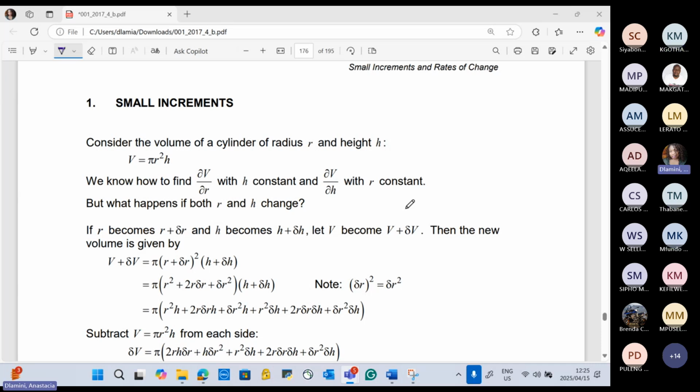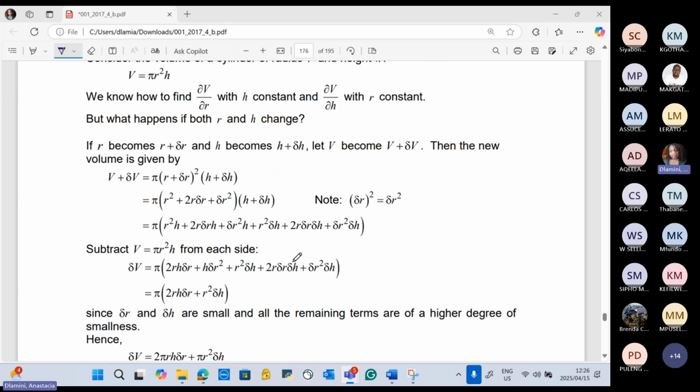Do you see that? Meaning that if a function has more than one variable, z equals f of x and y, at some point you can't keep one constant. x and y can change at the same time. So they ask, what happens if both of them, r and h, change? Now they say if r becomes r plus a small change in r, and h becomes h plus a small change in h, and V becomes V plus a small change in V, then the new formula becomes this.